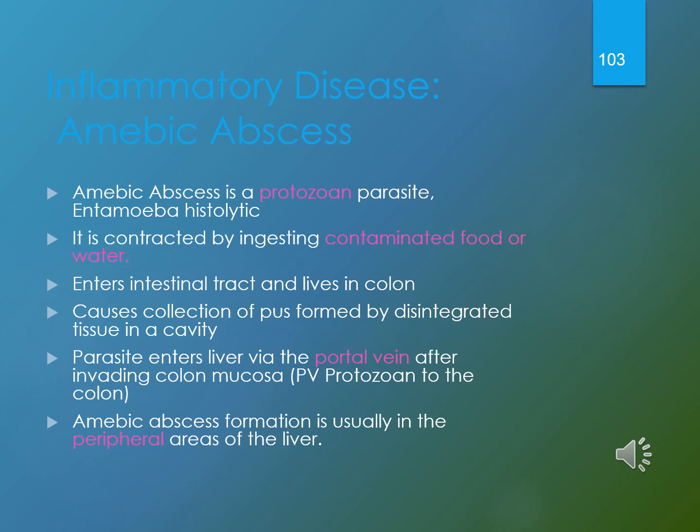An amoebic abscess formation is usually in the peripheral areas of the liver. So if you like, you can even add the word peripheral into this little mnemonic. So protozoa into the colon, portal vein, peripheral. That's a bunch of P's, but not pyogenic. Talking about protozoan, amoebic.